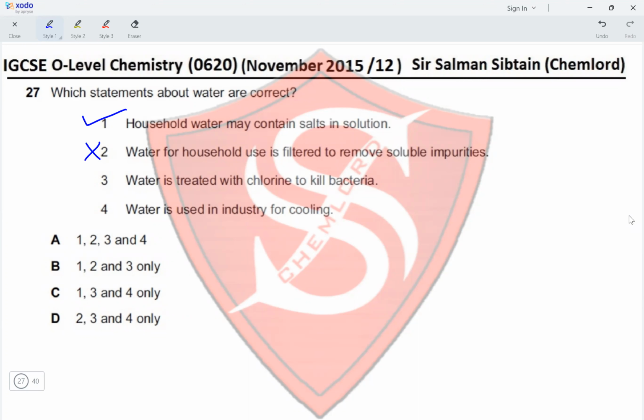Water is treated with chlorine to kill bacteria. Yes, in order to make it drinkable. Water is used in industry for cooling. Yes, water is used to cool in the industry. So since statements 1, 3, and 4 are correct, option C is the correct option for this question.